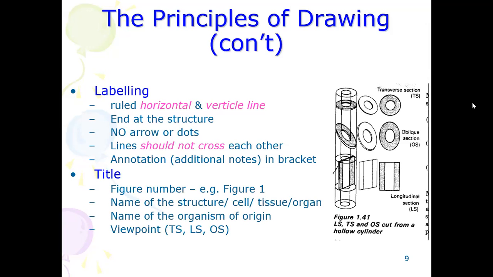Remember just now the TS, LS, OS? So let's say this is a piece of carrot, right? You make a section through it. A thin slice means a section through it. So this is a transverse section. This is a longitudinal section. So what does transverse mean? Transverse is cross section, like this is the road. You cross the road, so you go across the road. So you cut through this way. So this is called cross section or transverse section.